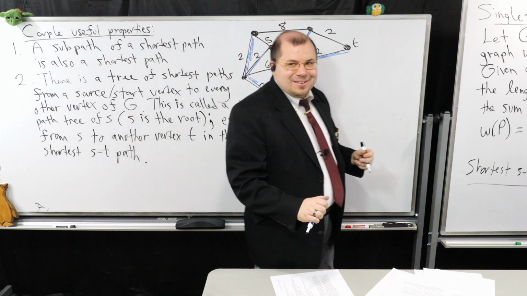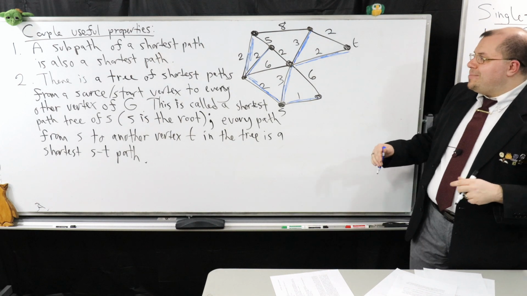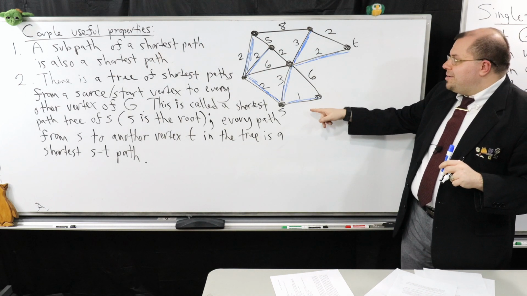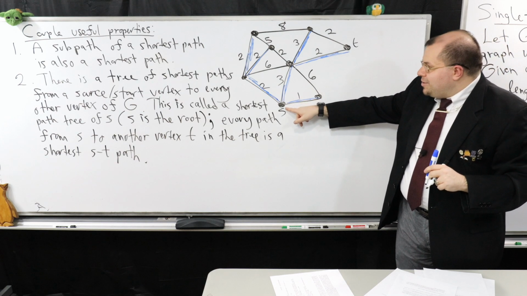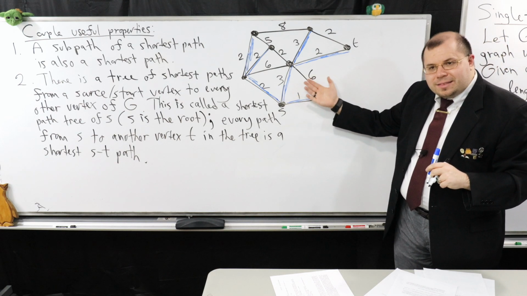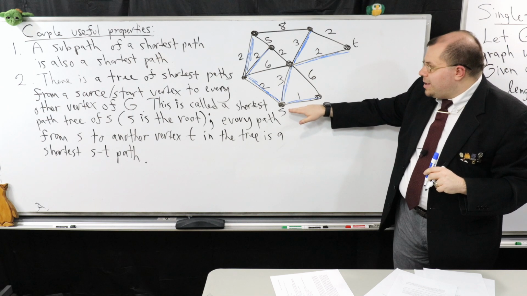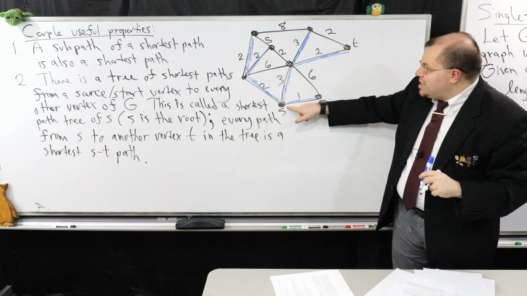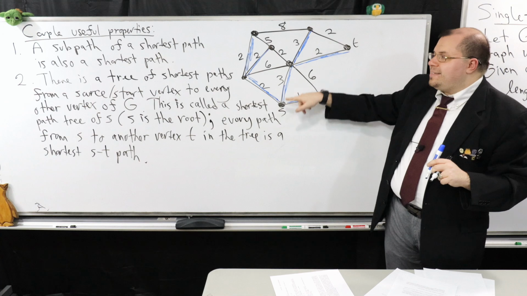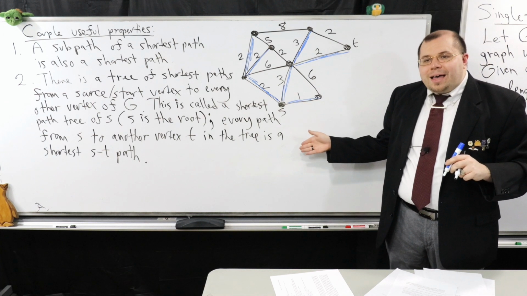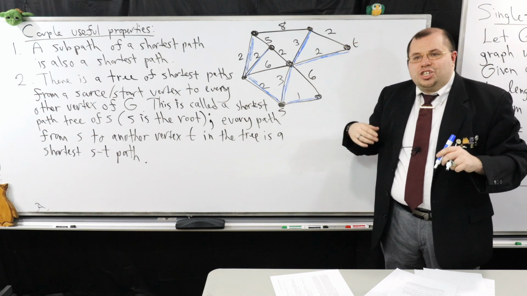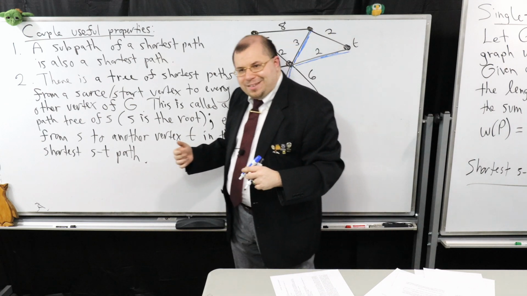That's pretty epic. So let me just reiterate what I've done here. You'll notice if I look carefully at this tree that I've outlined in the blue lines, if I pick any two vertices in it, whatever path is there is in fact a shortest ST path.